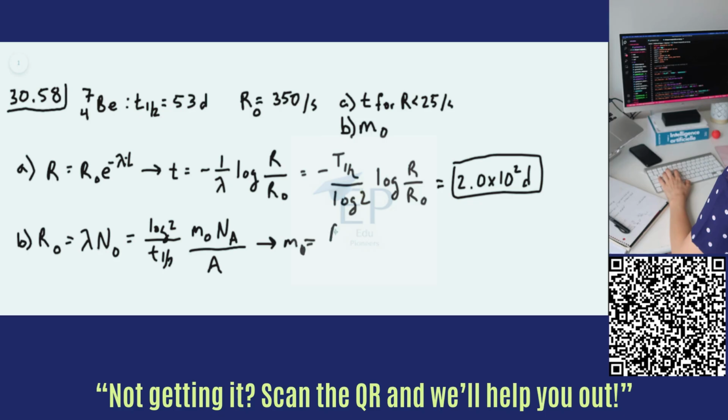It's going to be the initial decay rate times the half-life times the mass number divided by Avogadro's number times the log of 2. And so we find out that we have a rather small amount, which is probably good because beryllium is pretty toxic, even when it's not radioactive. So 2.7 times 10 to the negative 17, not that lucky, 14th grams.